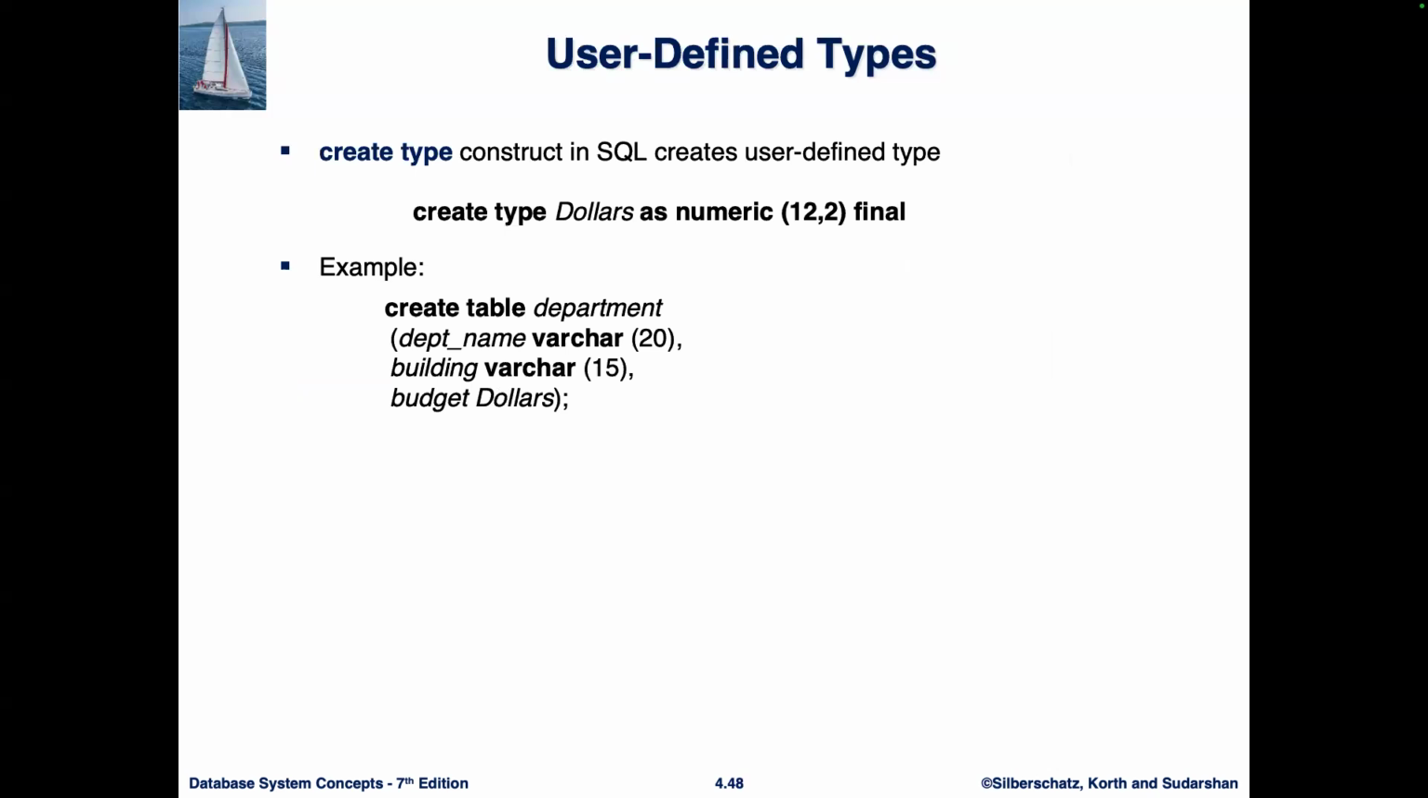SQL allows you to create user-defined types or UDTs to make your code more readable and maintainable. One way to do this is by using the create type construct, which allows you to define custom data types based on existing ones. Let's say we want to create a type for handling monetary values. We can define a custom type called dollars. So: create type dollars as numeric(12,2) final. Here dollars is a user-defined type that represents a numeric value up to 12 digits and 2 decimal places. The keyword final means that no other type can be derived from dollars.